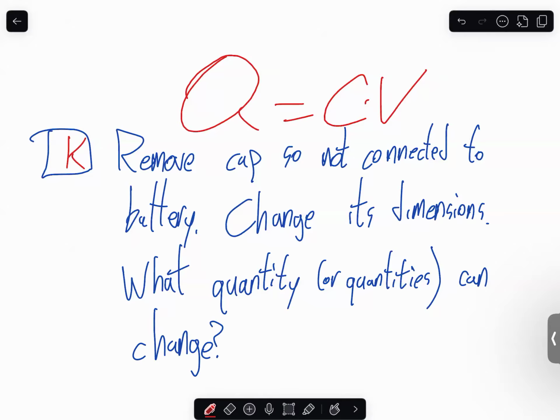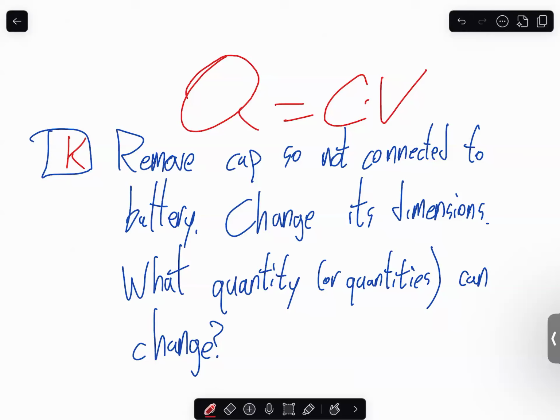Charge is constant. What does that tell us then? Q equals CV. If charge doesn't change, and capacitance gets half as great, what must happen now to voltage? If Q doesn't change and C gets half as great, what must happen to V? Tell me.